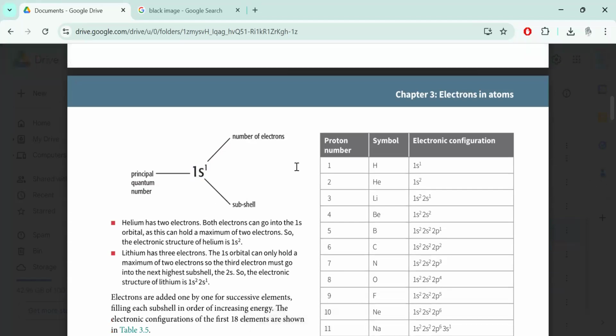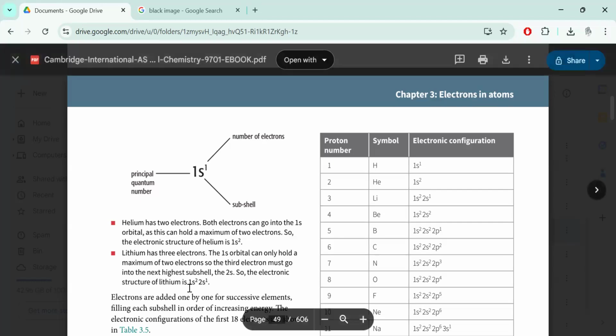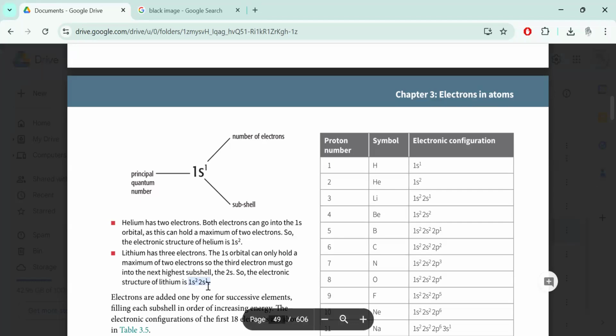So helium has 2 electrons, so it will be written as 1s2. Now I'm just going to read the explanation here. Lithium has 3 electrons, so the first orbital can only hold a maximum of 2 electrons. So the third electron must go to the next highest subshell, which is 2s. So the electronic structure of lithium would be written like this.